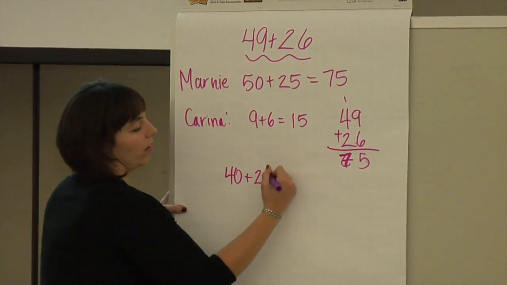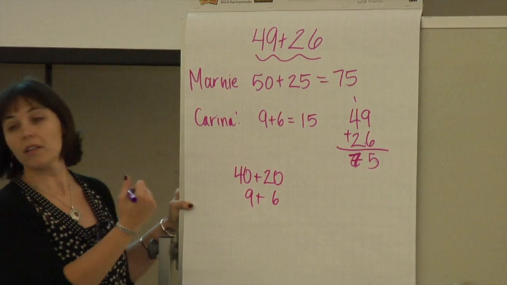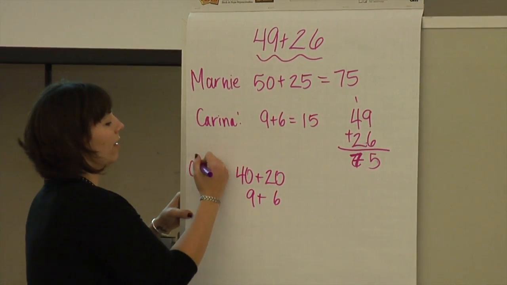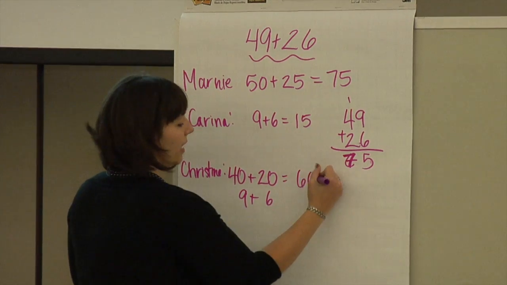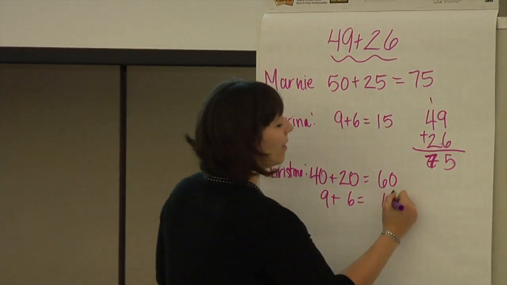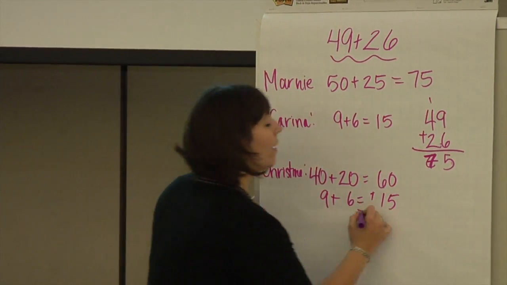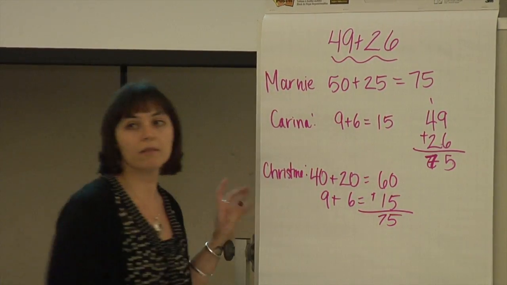We do the 40, 20, split, 9, 6. Can you tell me your name? With a K? So 40 and 20 is 60. 9 and 6 is 15. Come on, people. So 60 and 15 then? 75. Right. What else?